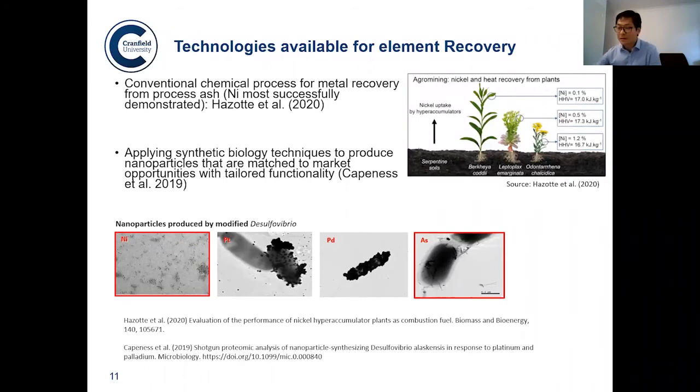So if you can see in these graphs, nickel, platinum, palladium, and arsenic nanoparticles are forming around the bacteria surface. There has been a couple of interesting papers. It's been published quite recently. If you are interested, there are some references just under those figures.